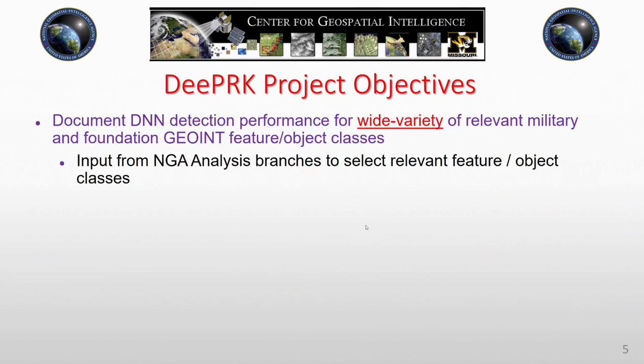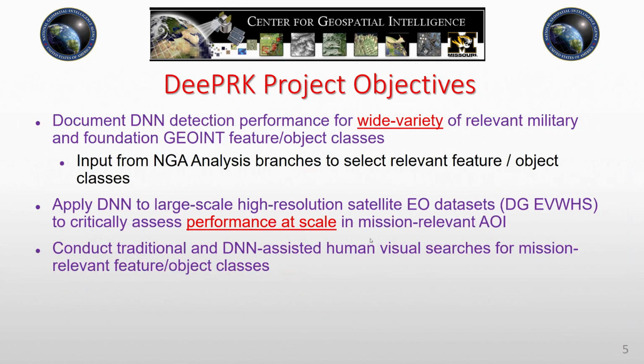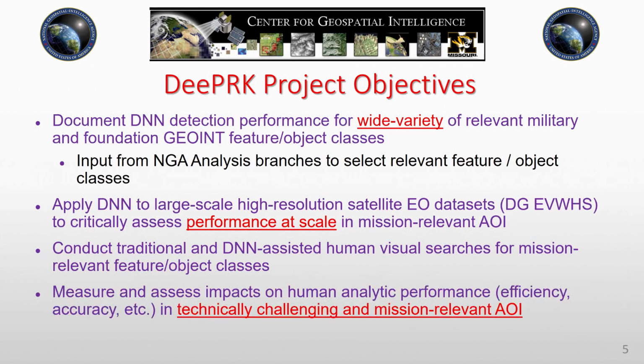We're trying to take these machine learning algorithms and test them on a wider variety of relevant military and foundation GeoInt feature object classes. We got input from NGA analysis branch chiefs in order to select some of these. We want to apply them to the commercial high resolution EO data sets available through Digital Globe's web streaming services. And then we're going to do traditional searches and then machine assisted searches, and then try to quantify the performance of both and do a comparison.